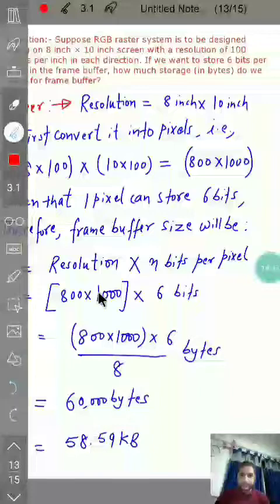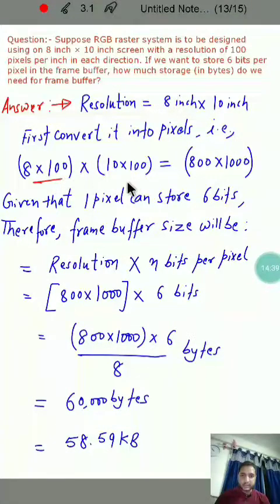Okay, so this will be horizontal pixels and vertical pixels: 800 in the horizontal direction and 1000 in the vertical direction. Now it is given in this question that one pixel can store 6 bits. So per pixel, the memory is 6 bits. How much storage in bytes do we need for the frame buffer?